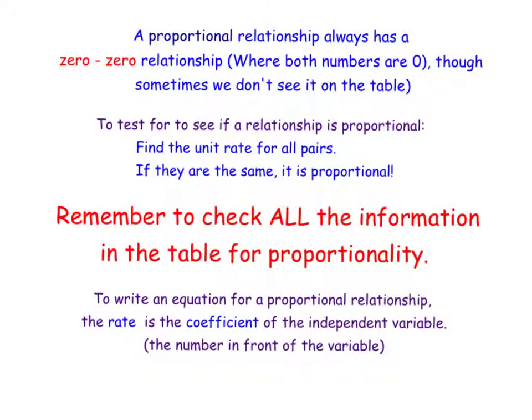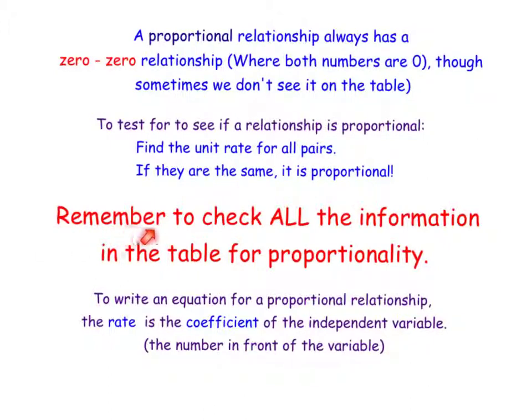Alright, let's just take a moment to take some notes. A proportional relationship always has a 0-0 relationship. 0, 0. That just means that both of the numbers are 0. So if you have a table, if you have a 0 at one, you have a 0 at the other. Though sometimes we don't see it on the table. To test to see if a relationship is proportional, you have to find the unit rate for all of the pairs. If they're the same, it's proportional.